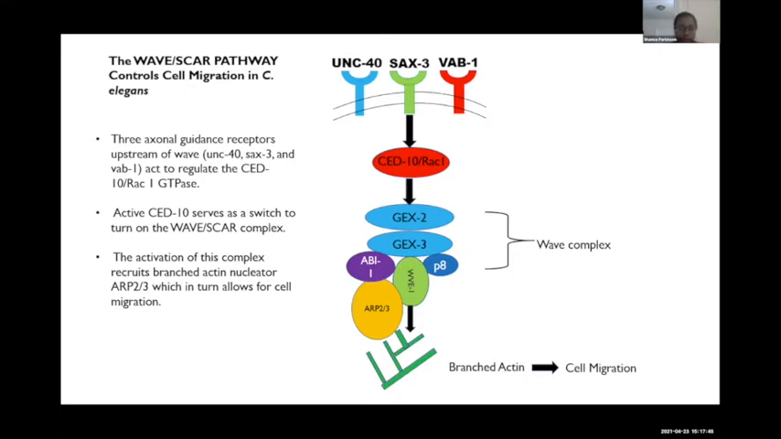However, if the activation of the wave complex does occur normally, it makes branched actin, which drives cell migration.